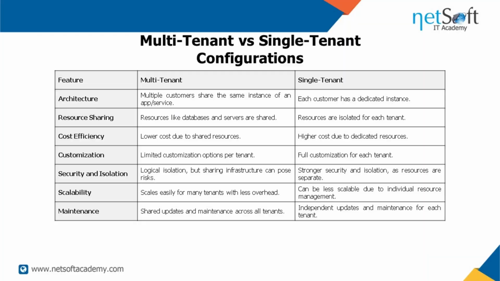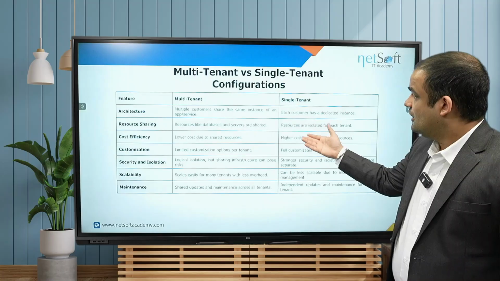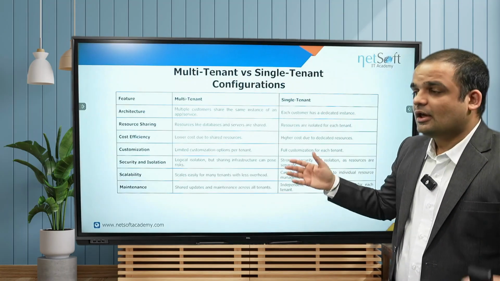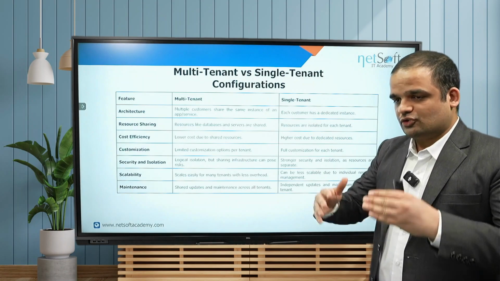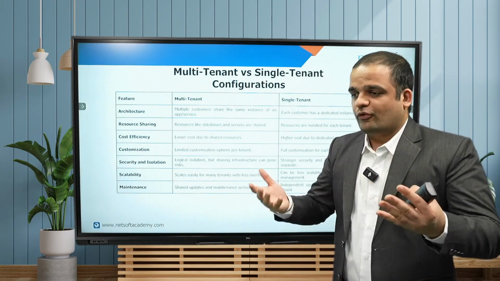Now let's see multi-tenant versus single-tenant configuration. Well, the architecture. In multi-tenant, multiple customers share the same instance of an app. Remember, multiple customers may simply mean different sub-businesses under just one umbrella. Okay? It need not be a totally separate customer. But in single-tenant, each customer has a dedicated instance, meaning everyone is going to use just one tenant umbrella to perform their actions.